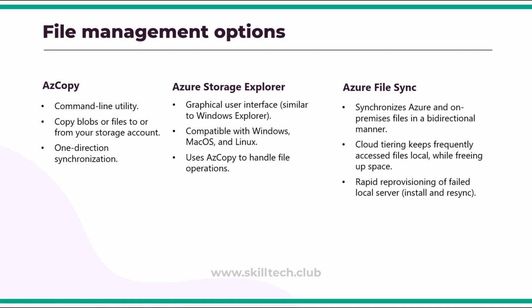Cloud tiering keeps frequently accessed files local while freeing up space. So if you try to change certain things, if you try to delete things, it's going to take care of that. It has rapid provisioning of failed local servers. So when you have some on-premise disaster or some kind of failover happening, Azure File Sync can make sure that you do not lose your data. These three tools are surely going to be your perfect choice when you want to copy data, manage data, or make sure that data is available at multiple places, including on-premise and cloud.